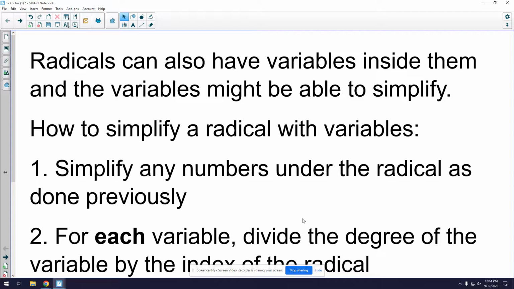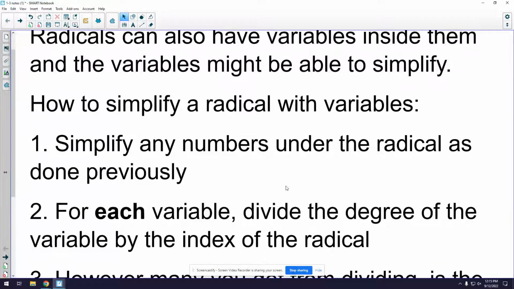All right, we're going to continue on from the last lesson, add just a small piece to it, hopefully not too much more complicated. So radicals can also have variables inside them. In the previous lesson, you saw how to simplify just numerical expressions. Now we're going to simplify numerical and variable expressions underneath roots. So how to simplify a radical with variables?